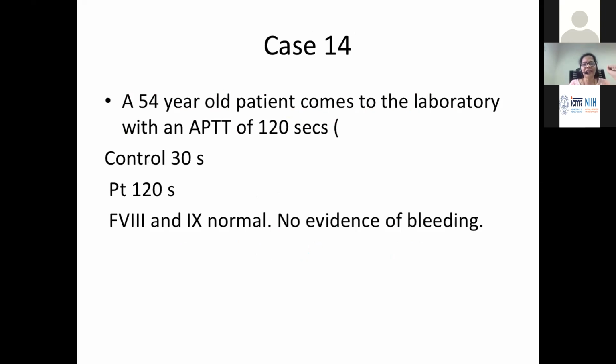This is one recent case. A 54-year-old patient comes to the laboratory with an APTT of 100 seconds, PT prolonged, factor 8 and 9 normal, no evidence of bleeding.